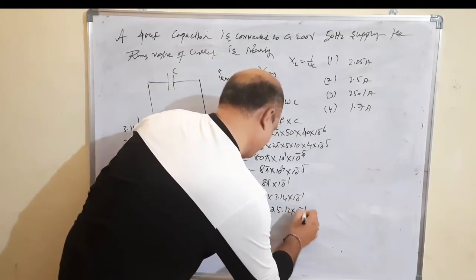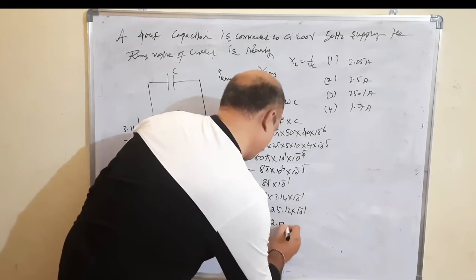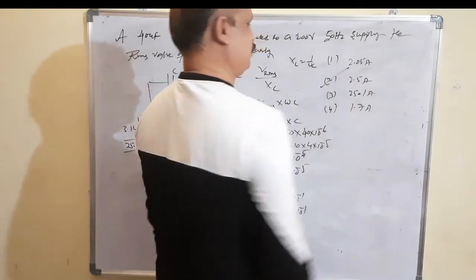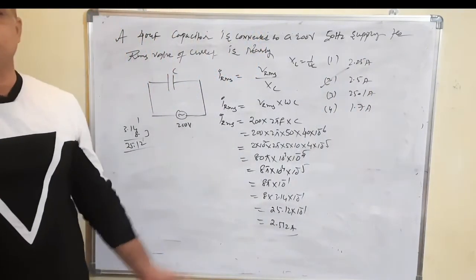25.12 into 10 to the power of minus 1. That is equal to 2.512 amperes. So our option is the second option. The second option is our correct option.